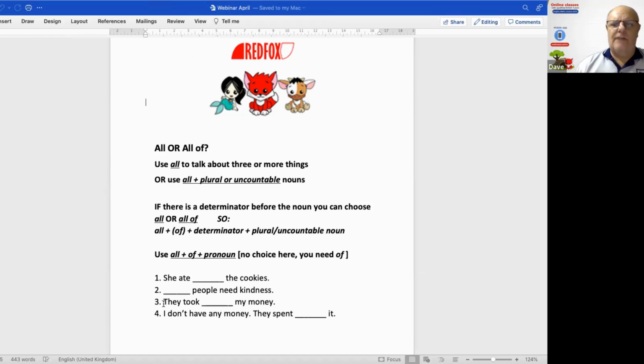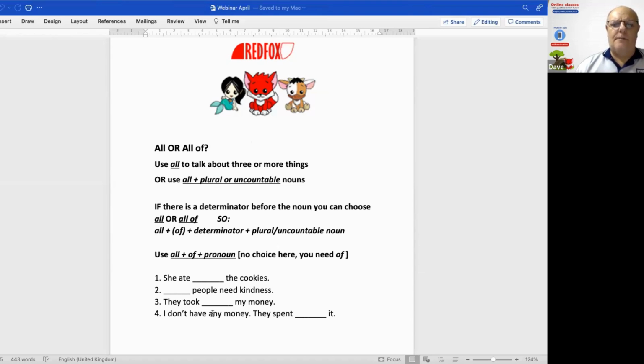Right, now here we've got 3 and 4. We have two quite similar sentences. They took my money, or I don't have any money, they spent it. What do we think our answers are here? So Bharat, is that all for number 3? Number 3 would be, okay, all of, very good. Anybody else? We're starting to get some answers now, that's good.